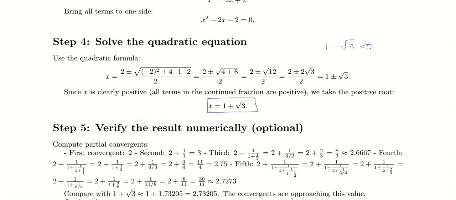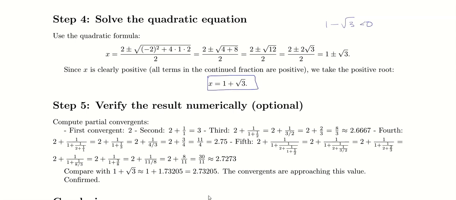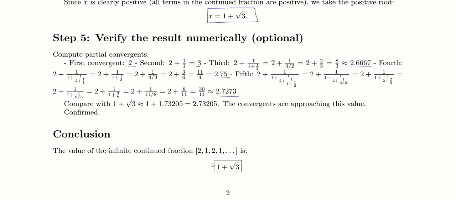But you can verify your results if you want by just doing a couple of these. So like 2 plus 1 over 1, 2 plus 1 over 1 plus 1 half. You just keep extending it, and you'll see you get closer and closer to 2.73205. The first step gives you 2, the second step gives you 3, the third gives you 2.6 repeating. So the more you do it, the closer you get to 1 plus the square root of 3. And so that completes the video.